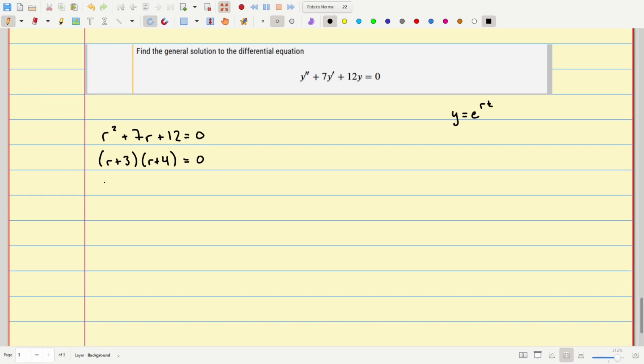What this tells us is that r is equal to -3 and -4. So the fundamental solution for this differential equation is going to have a form y equals c1 e to the -3t plus c2 e to the -4t. And in this case, that's all there is to it.